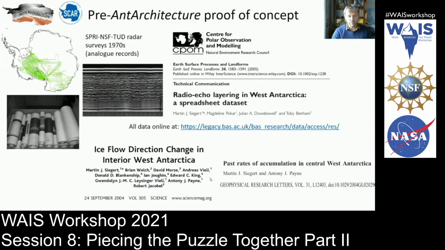Very quickly, just to flash it on your screen, I do want to give a nod to Martin Siegert, who actually began a lot of the type of work that we're talking about here, but only using the 1970s radar data. And you can read about some of those papers by following up with Martin or myself if you want to know more about some of the legacies that we're building on in this West Antarctic research.